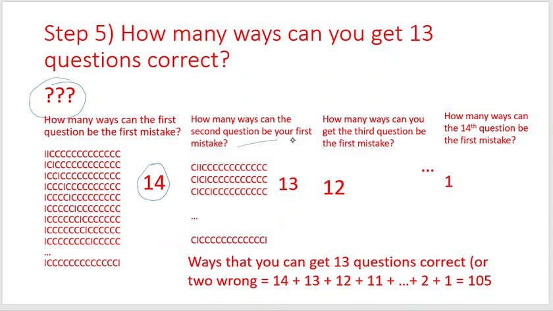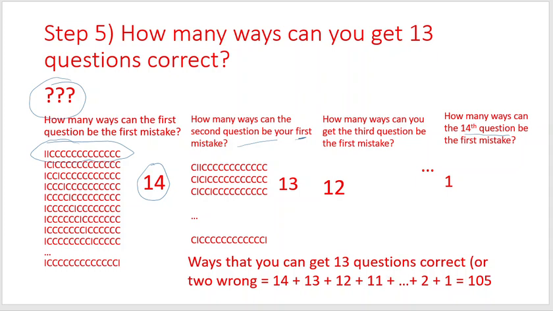Now, this one I'll put in here as being your first mistake because we're not going to include this one over here because we've already included that, okay? How many ways can you make the third question as your first mistake? Well, if we follow that logic through again, there'd be 12, and then we keep on going all the way down until we say, okay, well, the 14th question as the first mistake. That basically means you've got all 13 right leading up to that, and then you've got the last 2 wrong. There's only one way that can happen.